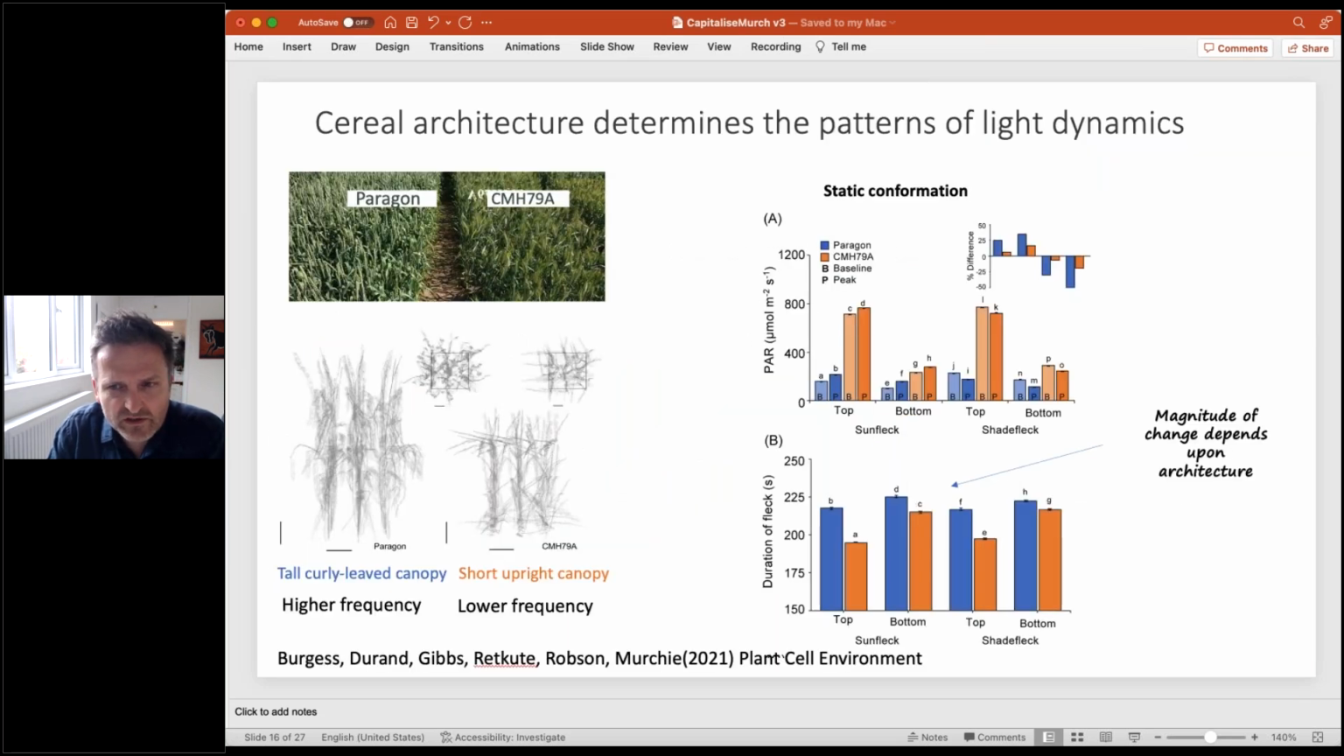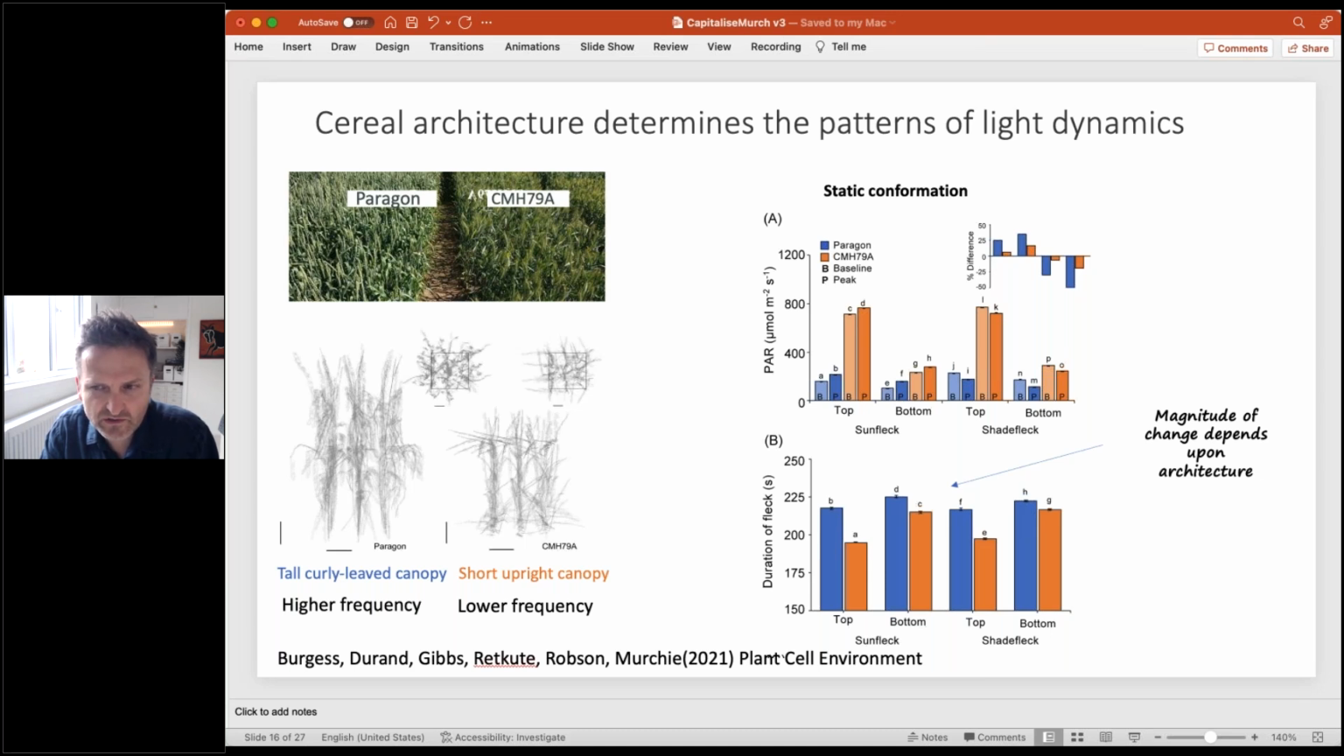So working with the same Helsinki group, we compared two wheat cultivars, a tall curly-leaved canopy and a short upright canopy. The tall canopy, Paragon, also had a higher frequency of leaf movement compared to the short upright canopy. And if we look at just a static conformation here, so this is just the movement by the sun rather than wind as well, there were large differences in the duration and intensity of sunflecks between the two lines, but they were more intense in the shorter line, but shorter lasting at any canopy position.